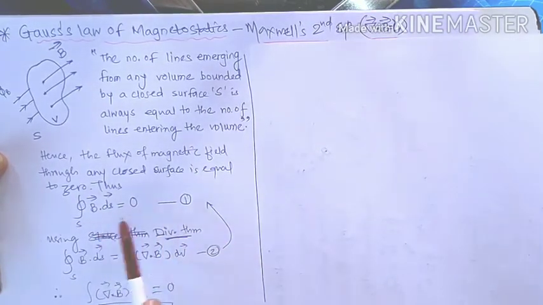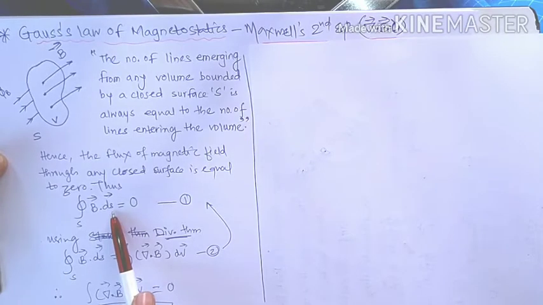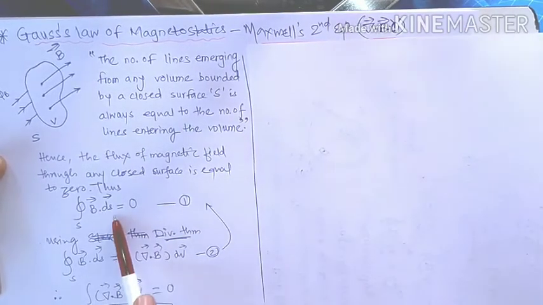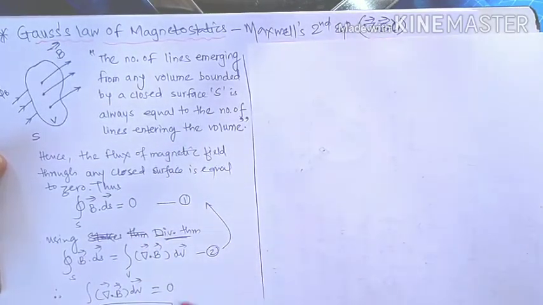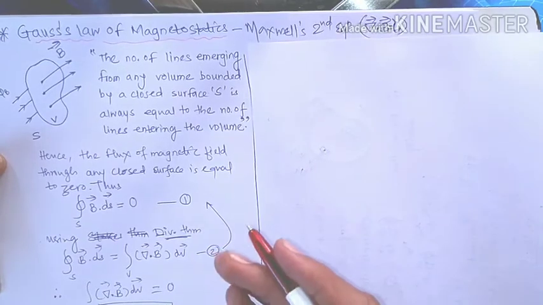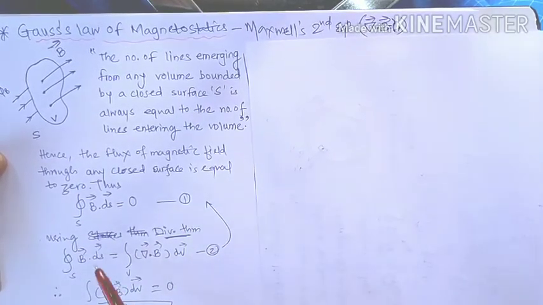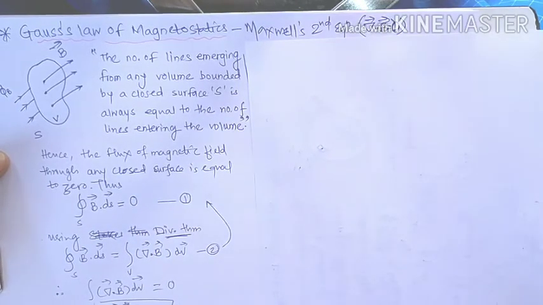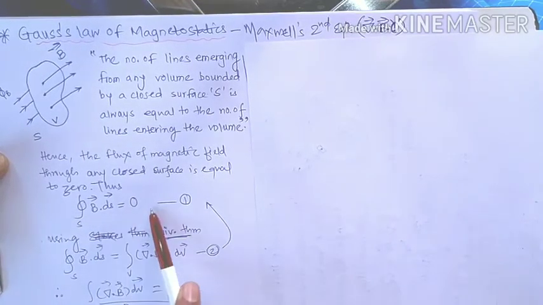This equation number 1 can also be referred to as Maxwell's second equation in integral form, according to the statement, according to the law. But as we are interested in the derivation of the point form, that is the differential form of Maxwell's equations, we will now try to move on to del dot B equal to 0, that is the point form or differential form. So this equation number 1, closed surface integral B dot dS is equal to 0.